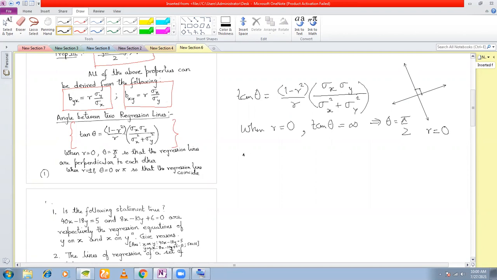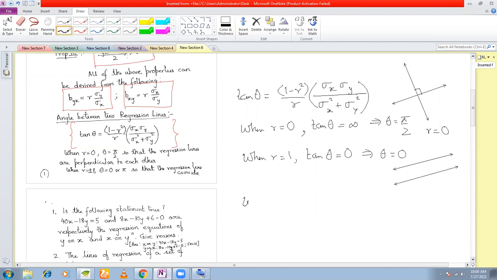Next, when r is equal to 1, you get tan theta is equal to 0. That means theta is equal to 0. That means the regression lines must be parallel to each other. In fact, the regression lines are parallel to each other, or they coincide. So regression lines will either be parallel to each other or they will coincide with each other.